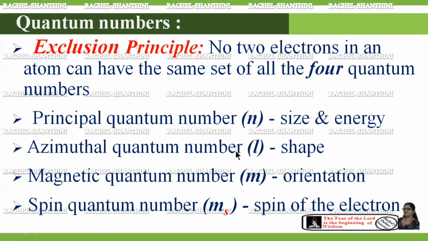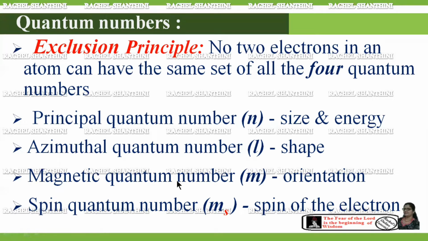Next, the azimuthal quantum number. This azimuthal quantum number defines the shape of the orbital. That is, if it is an s orbital, then it is spherical in shape. If the value of l is equal to 1, we know that it is a p orbital and its shape is dumbbell shape, right? So the azimuthal quantum number defines the shape of the orbital.